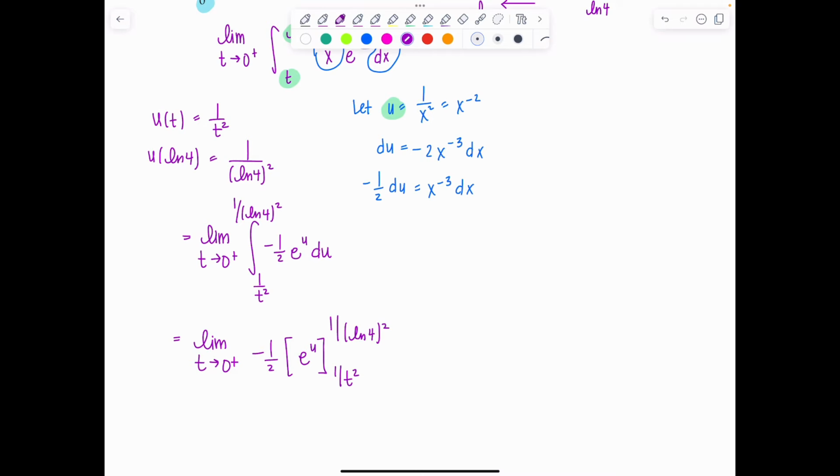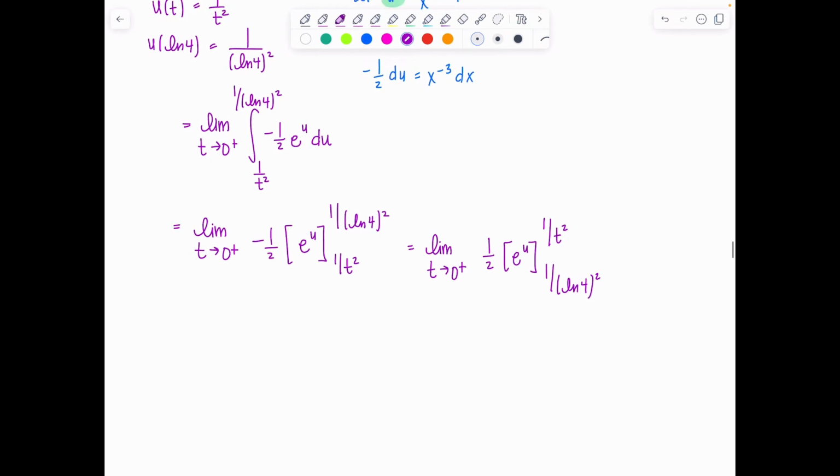Now, some of my students, they're so slick. Do you know what they did? They didn't even write that step out. They, quick as lightning, rewrote this as limit t goes to 0 from the right. They made it a positive 1/2 e to the u, and then they switched those limits. 1 over t squared, 1 over ln of 4 squared. I love it. The more cleaned up it is, you know why it's good? Less of a chance you're going to make a mistake, right? So, I mean, they've wowed me the past couple months.